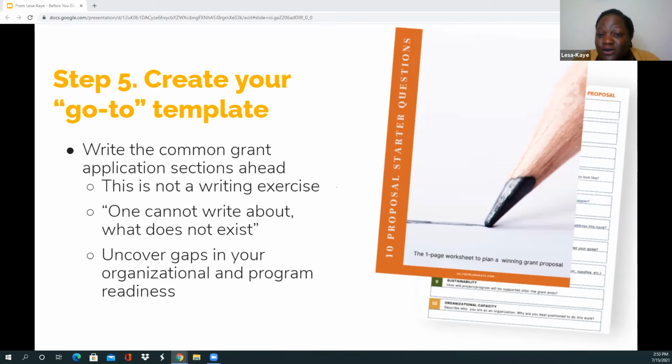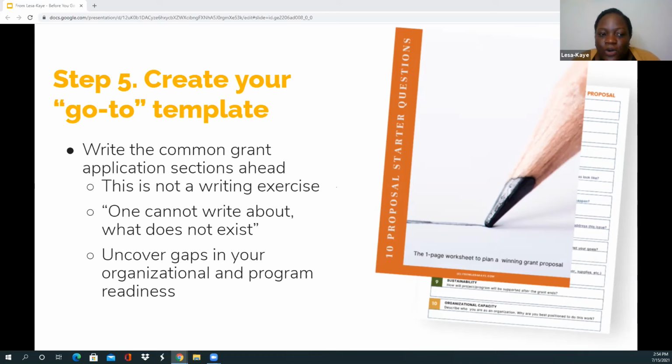Step 5, create that go-to template. And keep in mind that if you can't write it because it doesn't exist, that is probably an area that your organization may need to focus on. And you can signal that to the organization's leadership, if you are not the leadership.